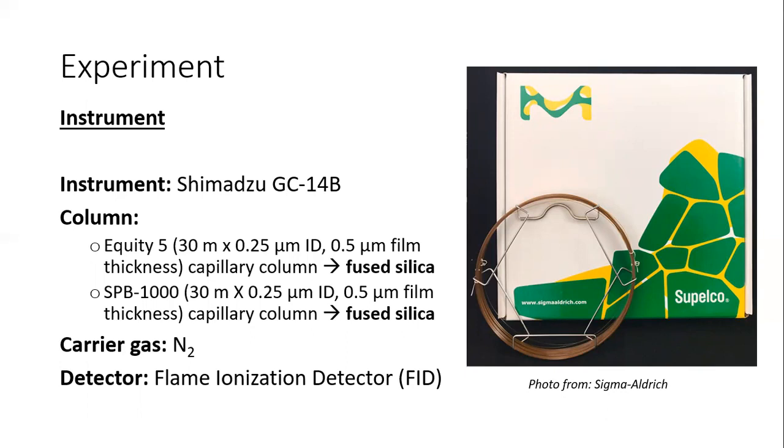So the carrier gas that will be used is nitrogen gas. So you use an inert gas as your carrier gas. And the detector is a flame ionization detector.